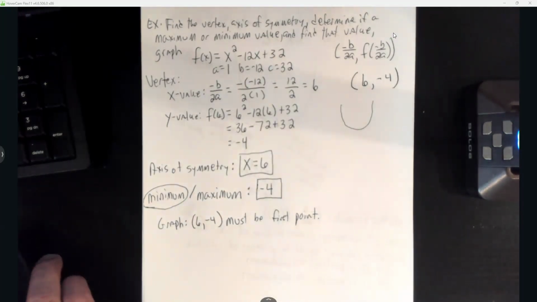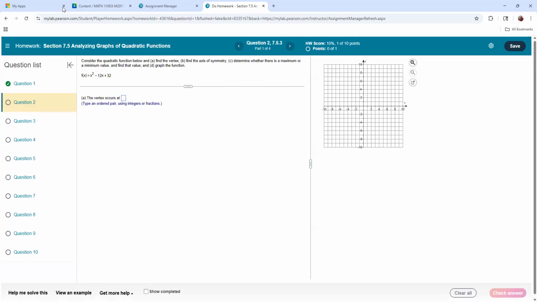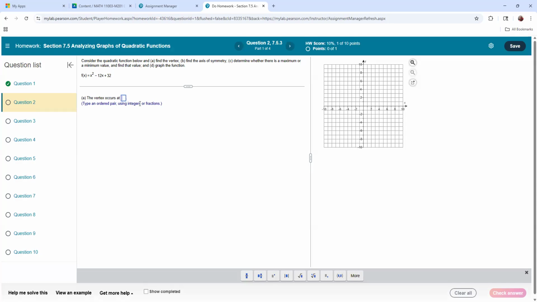So y'all, let's go to MathLab and just sort of start putting some of this in and see what they want here. So we know our vertex. Remember now, you got to put that in parentheses. And we had a (6, -4), close parentheses. So you're going to put that in, check your answer.